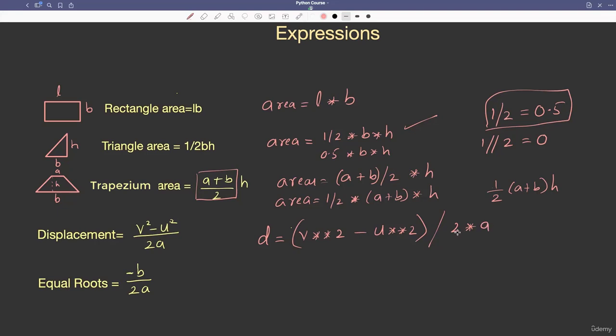Is it valid? No. The product of 2 and A should divide this entire thing. So this product should be done first. Then this should divide this one. So addition, subtraction should be done, then this multiplication should be done, then this result should be divided. If you don't write this in bracket, then A will come in the numerator. It may look like this mathematically: V square minus U square by 2A. If you don't write this in bracket, A will become numerator, just like how H is in the numerator here. H is multiplying this entire thing. So A will multiply this entire thing. So this should be in bracket.